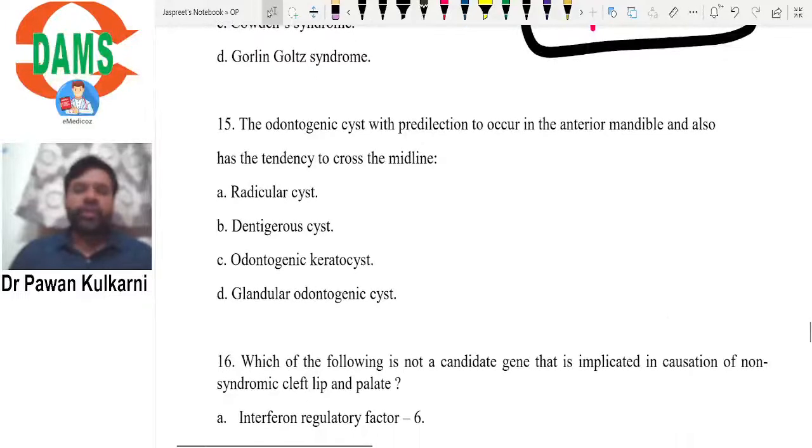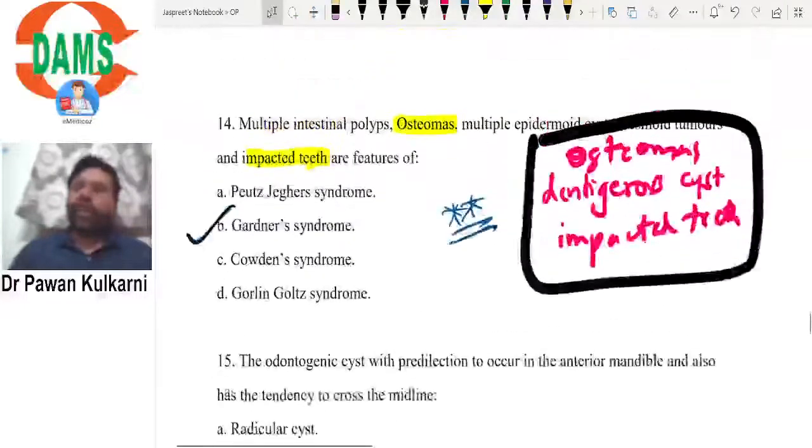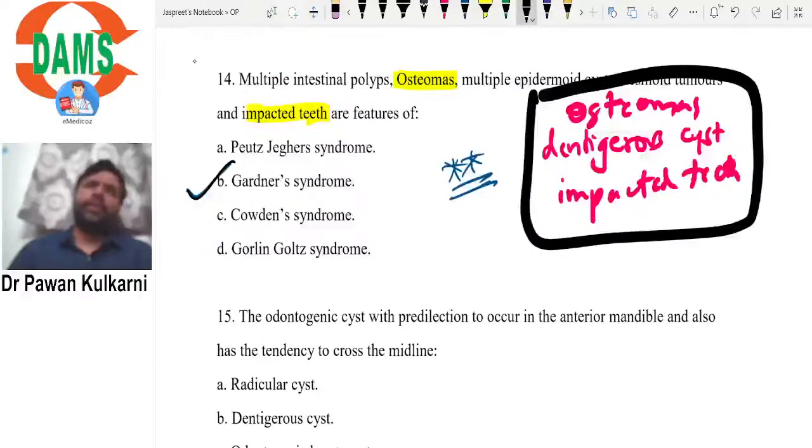Okay, moving on to the 15th question. Desmoid tumors are related to skin. These are some lesions that are seen on the skin.